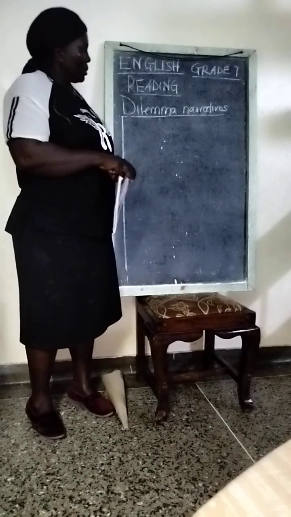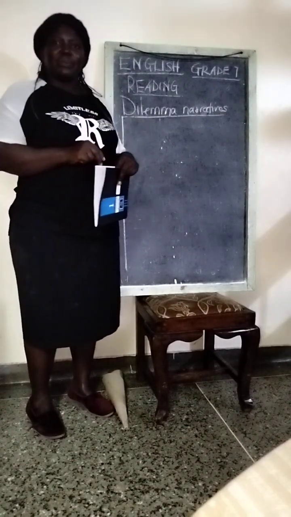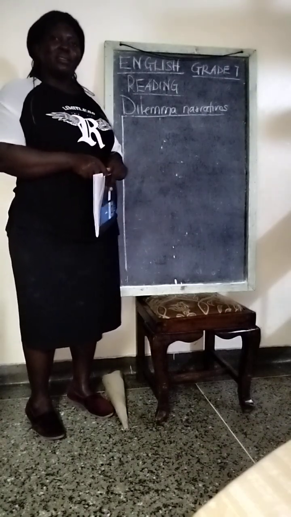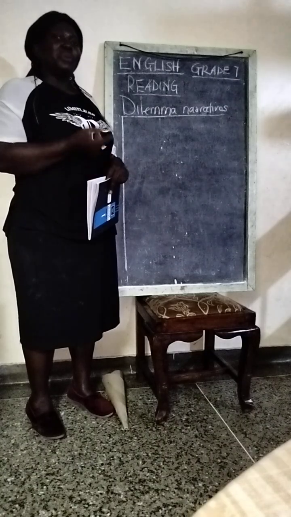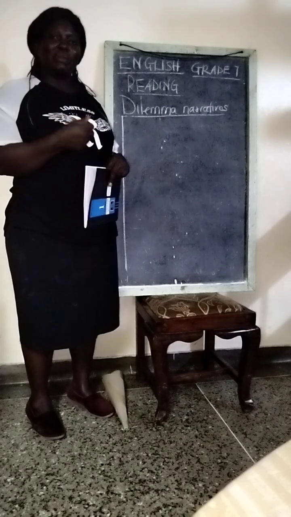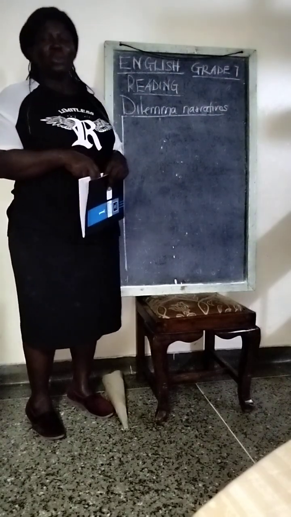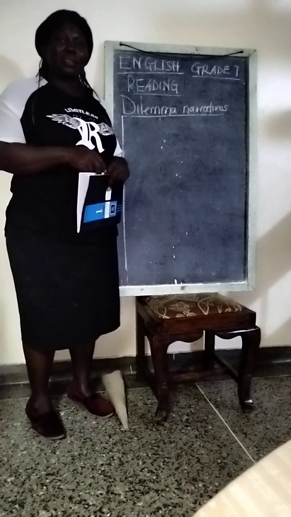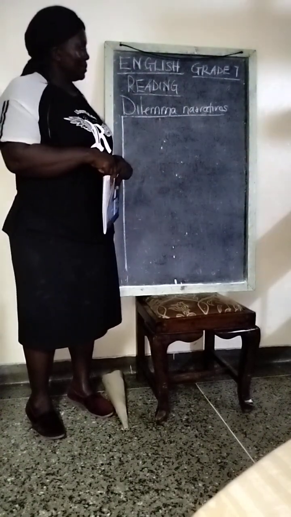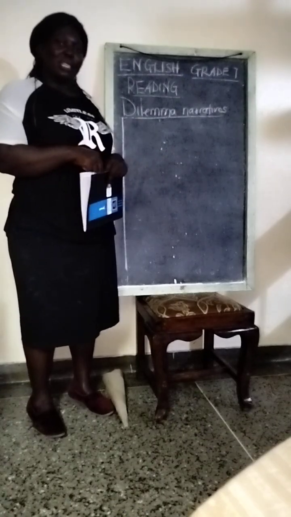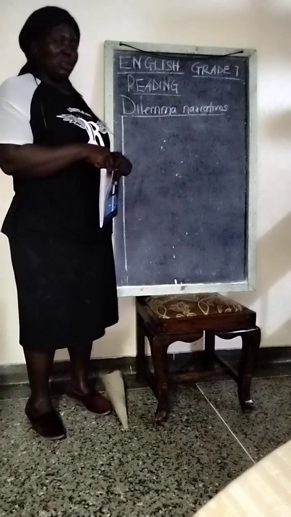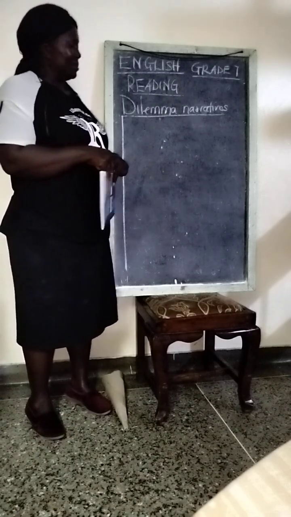Now, by the end of this lesson, you as a learner, you are expected to be able to identify the characteristics of dilemma narratives. Number 2, relate the experiences in dilemma narratives to real life situations. So as the lesson begins, be attentive and take note of the same.